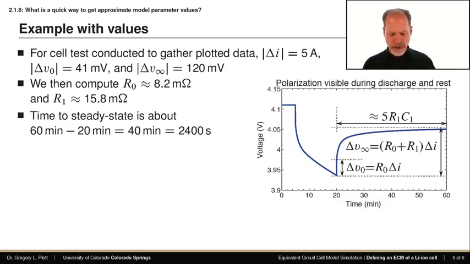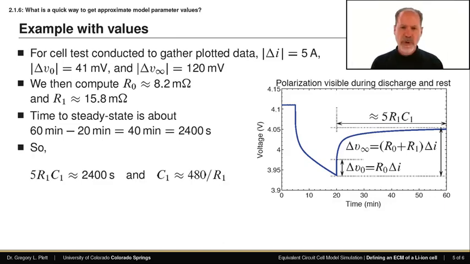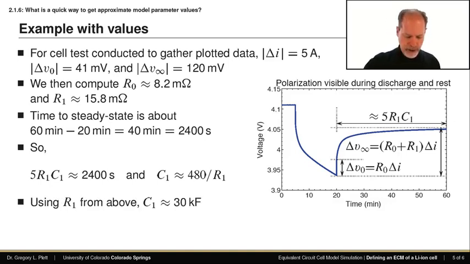So 40 minutes is 2400 seconds. And so 5 times R1 C1 is 2400 seconds. And we already found R1, but we could divide 2400 by 5 and get that's 480. So C1 is 480 divided by R1. We've already found R1. So using that value, we see that C1 is about 30 kilofarads.